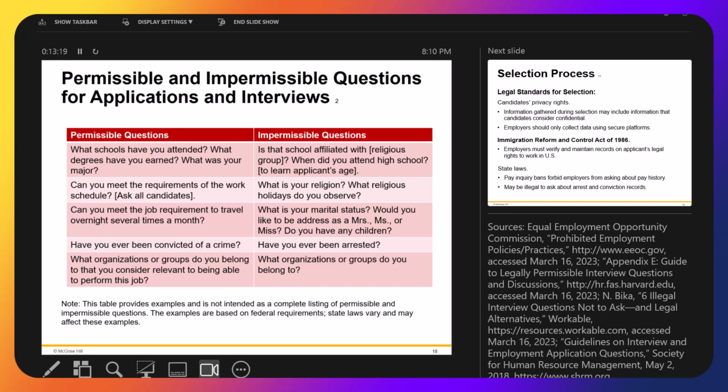Here again, here are some others. I'll let you read through those. I'll give you an example. One that consistently comes up is, you cannot ask a female applicant, do you plan to take maternity leave, if you're not asking men the same thing. And here's another one. What is your marital status? Would you like to be addressed as...? Do you plan on having any children? You can't get into those kinds of things.